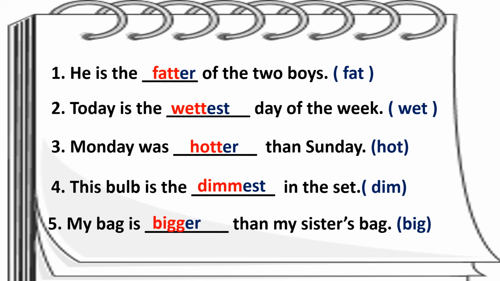Remember, when comparing 2 things or 2 persons, we add ER. We use the comparative form. And when comparing more than 2 persons or more than 2 things, we add EST, the superlative form.